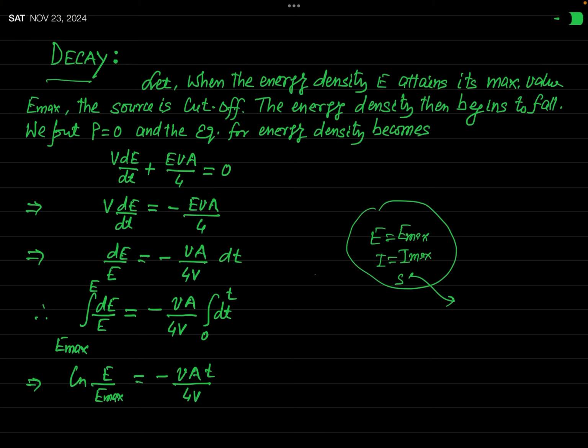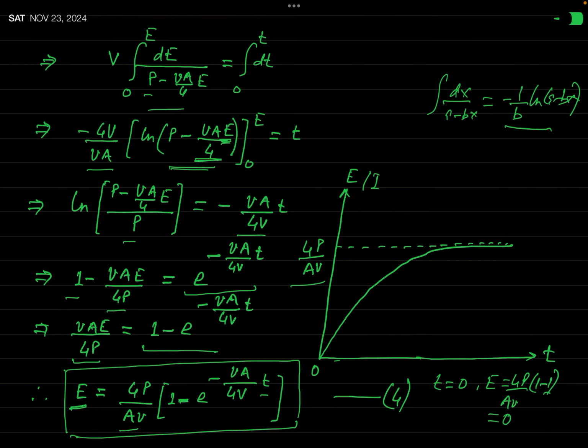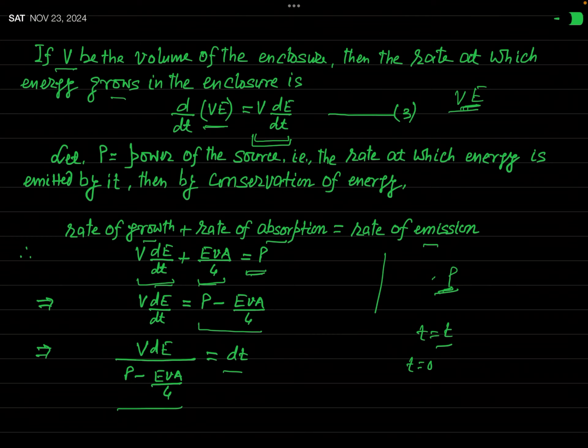So in this case, as the source is removed or stopped, can the source now produce energy? The answer is no. So in the energy conservation equation, you now have to take P equal to 0. When we made the calculation for growth, we took the energy conservation principle into account. But as the source is now removed, this P will be 0.